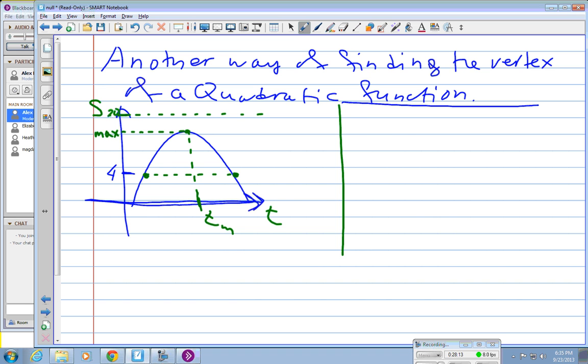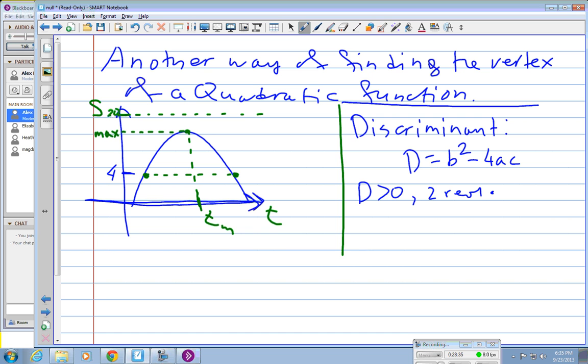The discriminant is D equals b squared minus 4ac, the expression under the square root in the quadratic formula. And we agreed, and it should be in your Wednesday's notes, or if you pull it up off Canvas, if D is positive, then we have 2 real solutions. So we reach the height twice. If I take this function and I set it equal to 4, I'll get 2 solutions. So the discriminant is positive there.